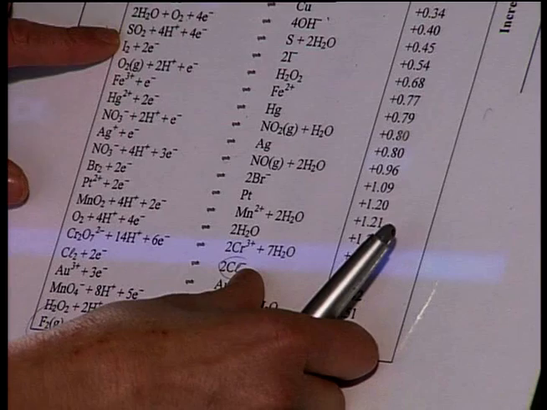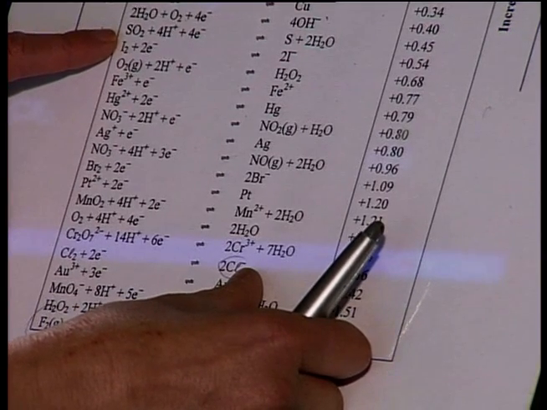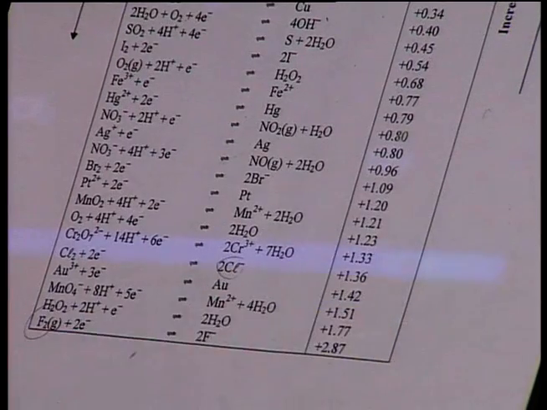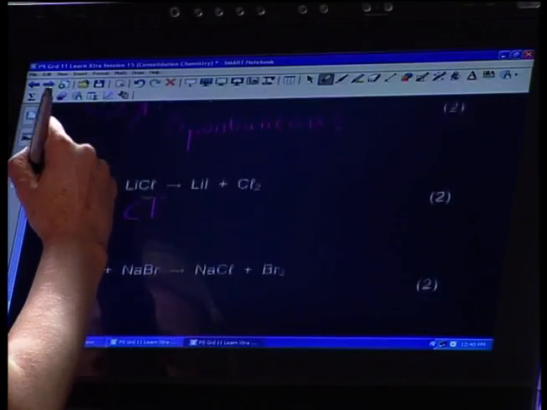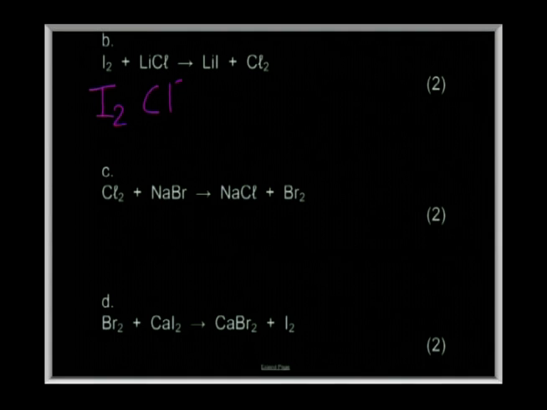I2 is much further up on the half reaction table. So what I've got here is a top left, bottom right situation, and a top left, bottom right situation means that it is not spontaneous. So this second reaction is definitely not spontaneous.